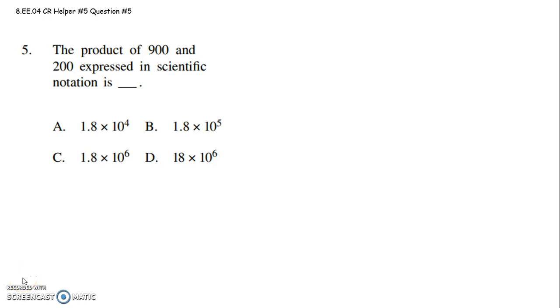All right, so 8th graders, this is to help you with question 5 on CR Helper number 5. It says the product of 900 and 200 expressed in scientific notation. Okay, so first of all, product means we're going to multiply. We're going to multiply 900 times 200.